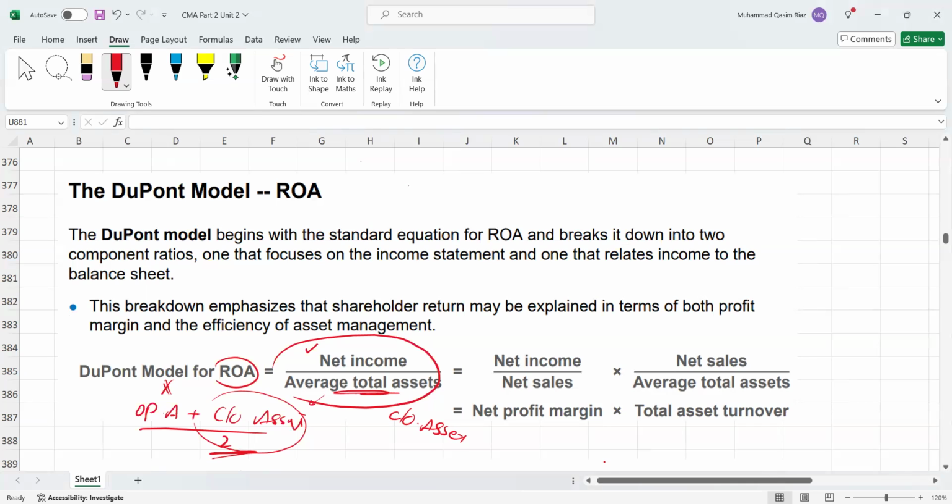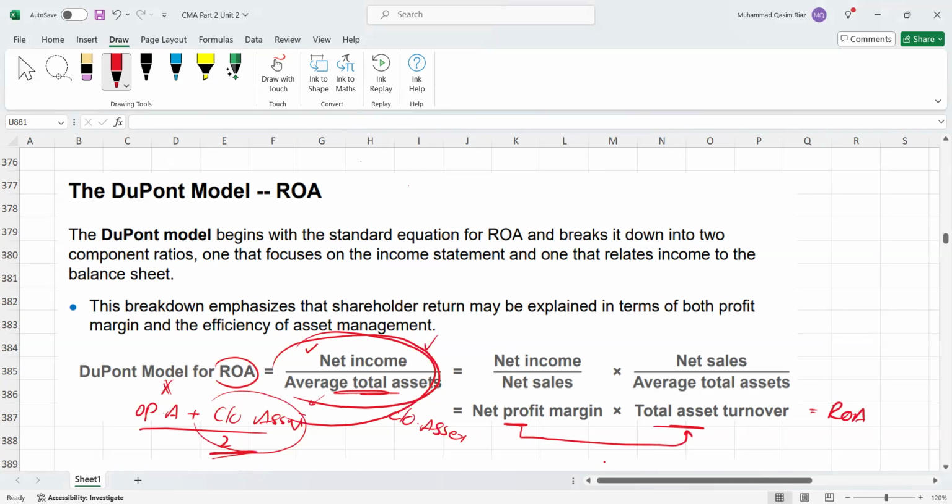But the DuPont model begins with the standard equation of ROA that we have already discussed. Under the DuPont model, we are going to break this normal formula down into two component ratios. The first ratio is called net profit margin and the second ratio is called asset turnover ratio. If you multiply the net profit margin ratio with the asset turnover ratio, the result will be return on asset, right?